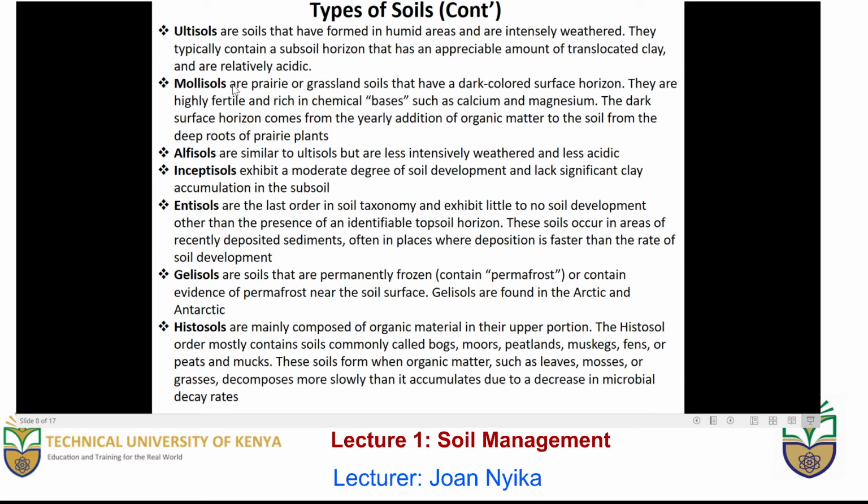The other type of soils I would like us to look at are the mollisols. These soils are found in areas that are highly fertile. For instance, the Mount Kenya region, and they are very, very fertile and productive in terms of agriculture. The mollisols are also closely related to the histosols. When you look at the gelisols, they are soils that are found in the Arctic and the Antarctic in areas that are frozen.